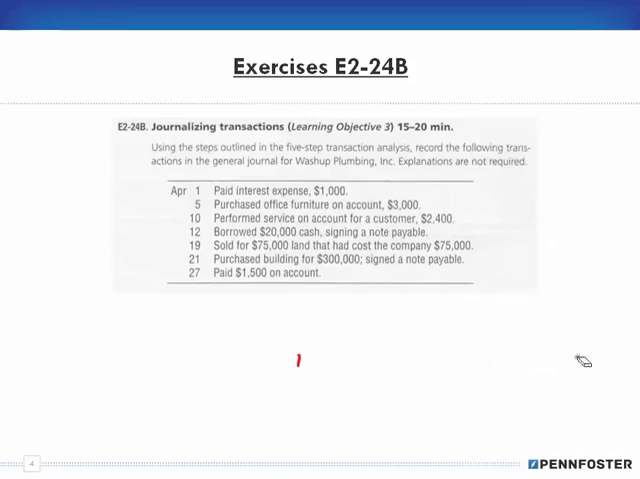Okay, notice at the time it says 15 to 20 minutes to do these. Okay, so just realize that I am taking longer than I would actually do it, but it's pretty close if I'm not explaining a lot of things here.